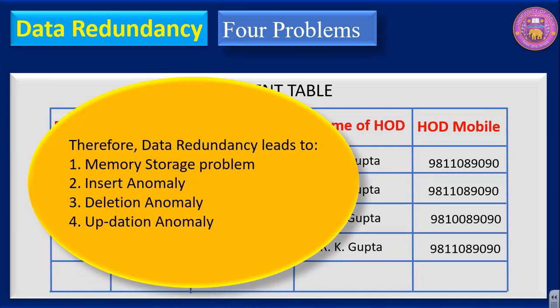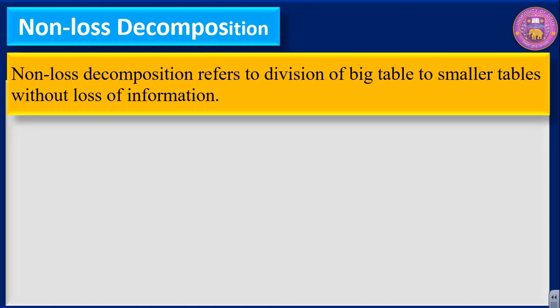Therefore, data redundancy leads to memory storage problem. It increases the size of the database. Second is insertion anomaly. The third one is deletion anomaly, and the fourth one is updation anomaly. The next point is principle of non-loss decomposition. Non-loss decomposition refers to division of big table to smaller tables without loss of information.